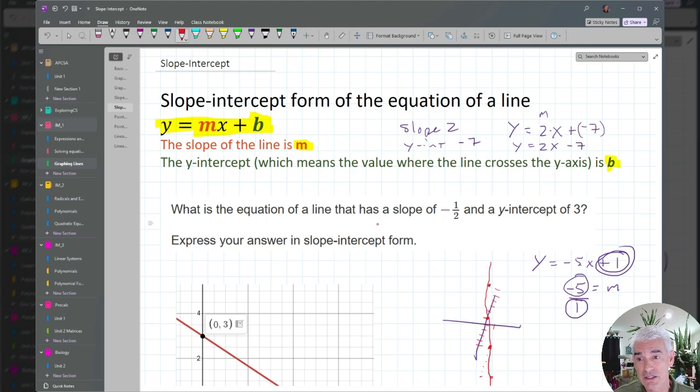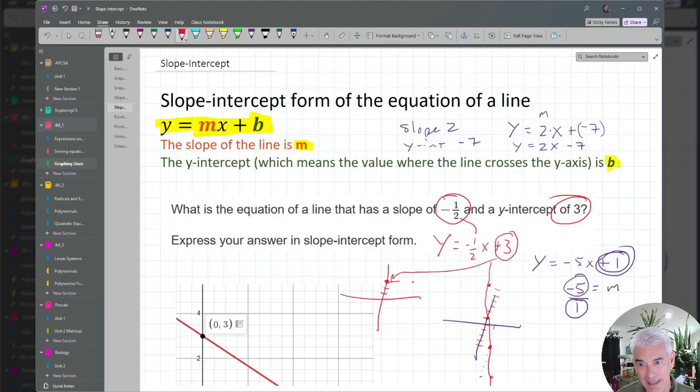Okay, so we have an equation of a line that has a slope of -1/2 and a y-intercept of 3. Y equals, that's my slope, I put it in front of x, -1/2 x plus 3. Easy. If I were to graph it, we would say, oh, 1, 2, 3. This is the place where it crosses the y-axis. Whatever this number is, that's how high up or how far down on the y-axis I've got to go.